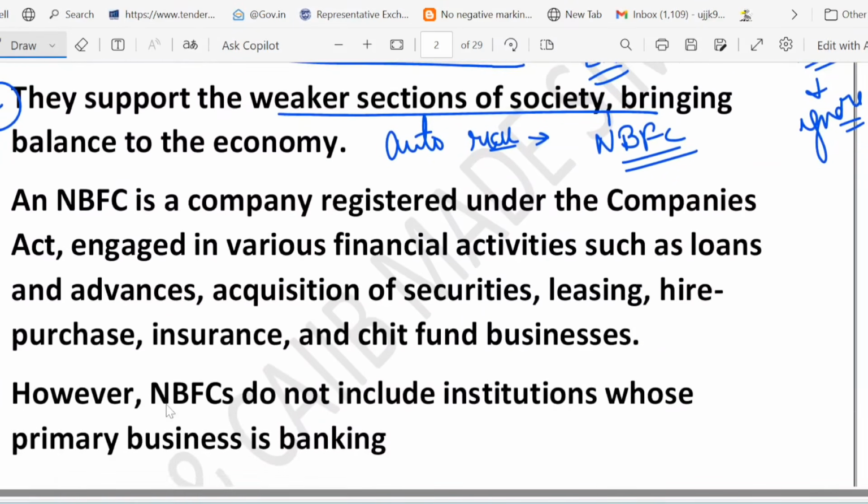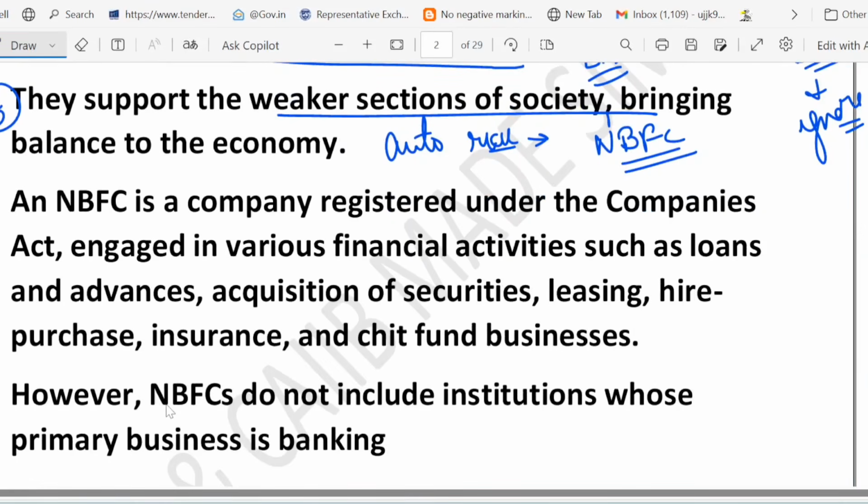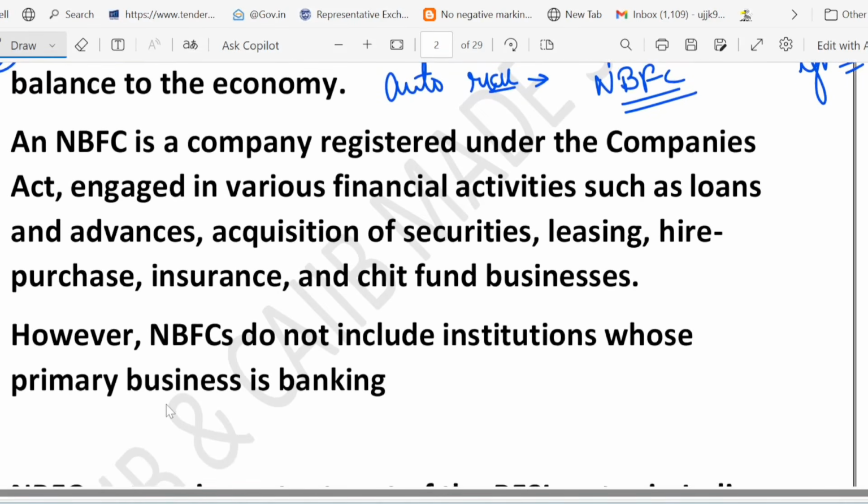So all three points I already told you. First of all, alternative to bank. Second, remote location. Third, weaker section of society. And the fourth point is that NBFC provides financial services without a banking license. Yes, no banking license is required. NBFC can't take deposits like a bank. Remember, they never take deposits like a bank.